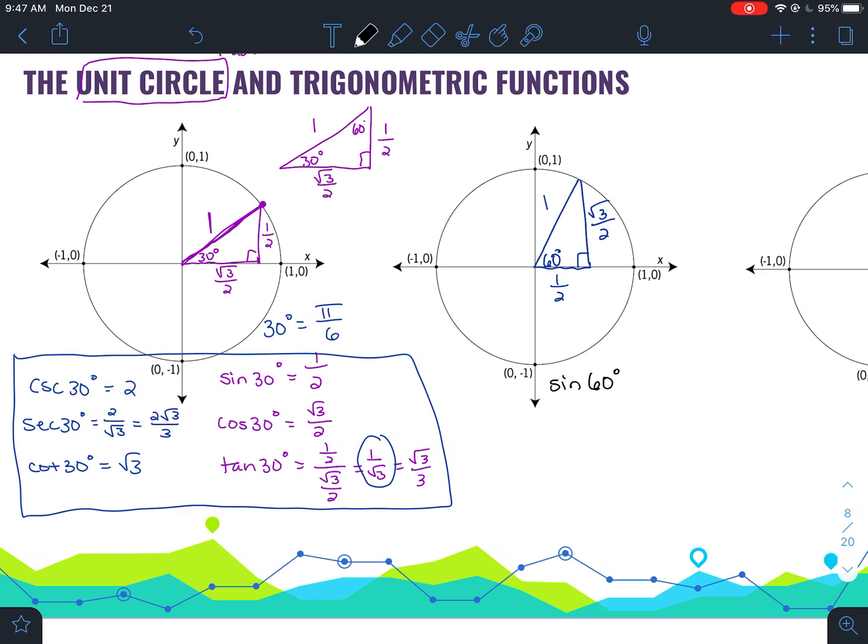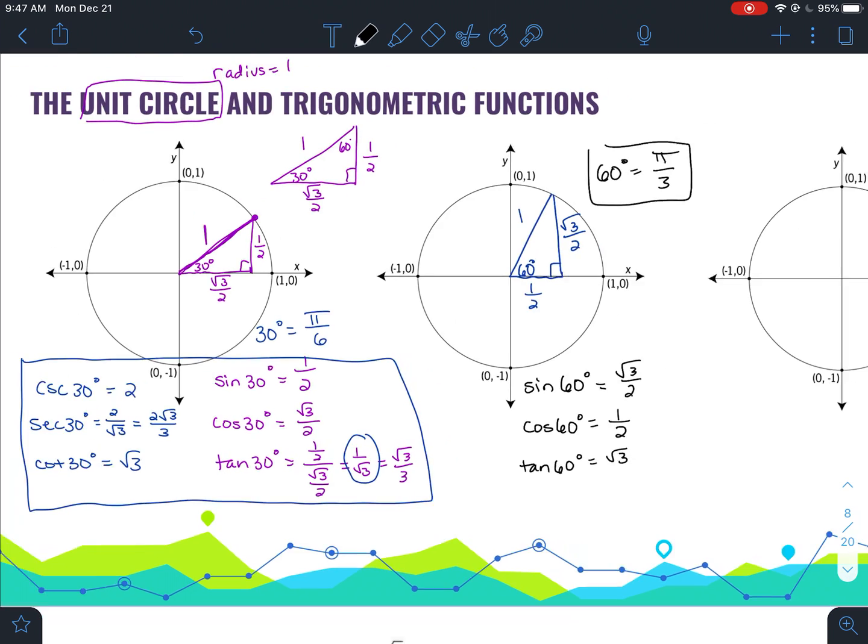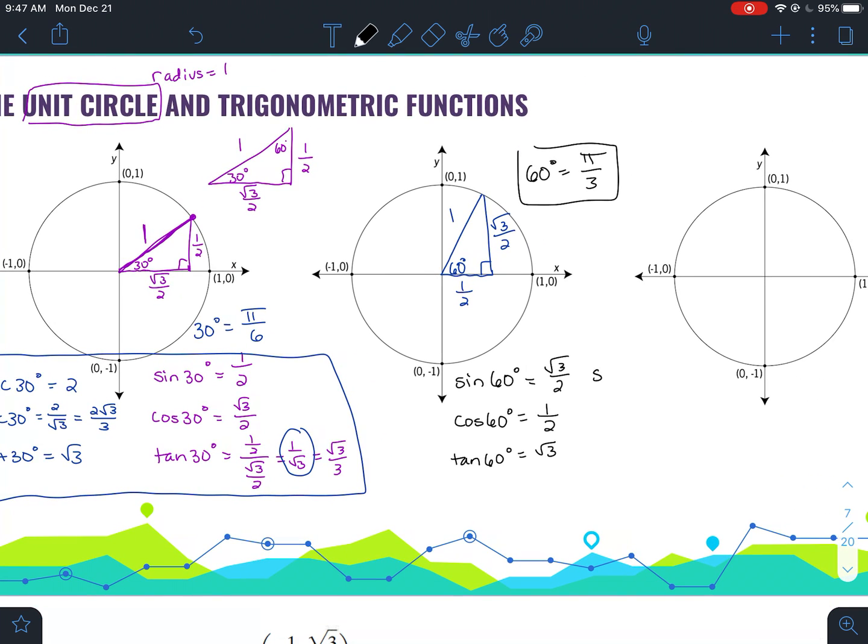So now if I wanted to do my sine, cosine, and tangent for 60, the sine of 60, and remember 60 degrees in radians is going to be pi over 3. So it's the same thing if I was doing the sine of pi over 3 or the cosine of pi over 3. So the sine of 60 degrees is going to be opposite over hypotenuse, so it'll be square root 3 over 2. The cosine of 60 degrees is adjacent over hypotenuse, so it'd be 1/2. The tangent of 60 degrees is going to be square root 3 over 1, which is just square root 3.